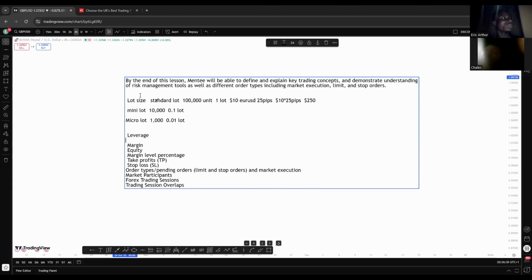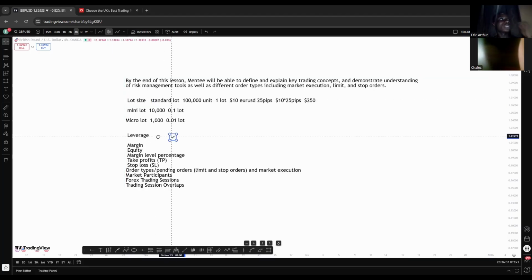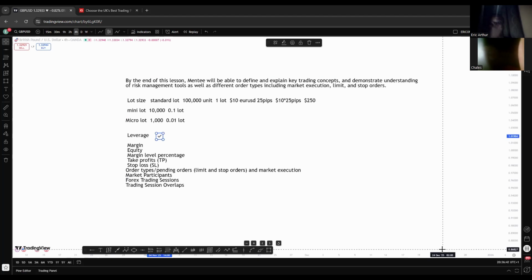So we are going to the next one. Leverage. So when you say leverage, in terms of trading, how do you understand it?